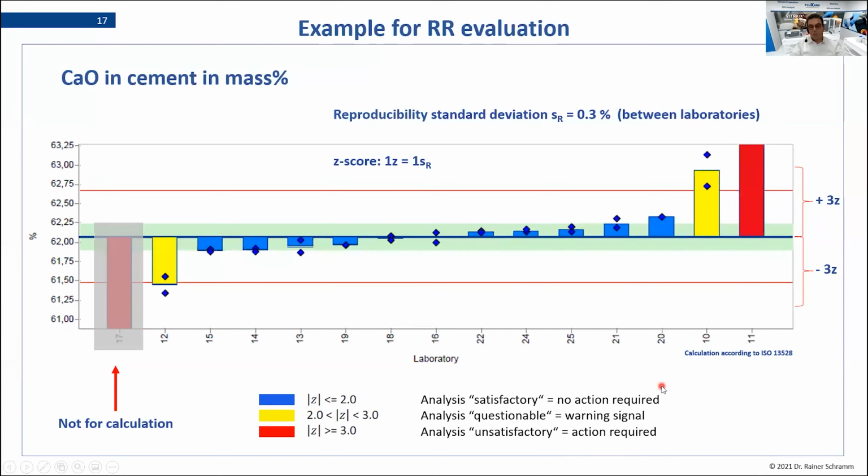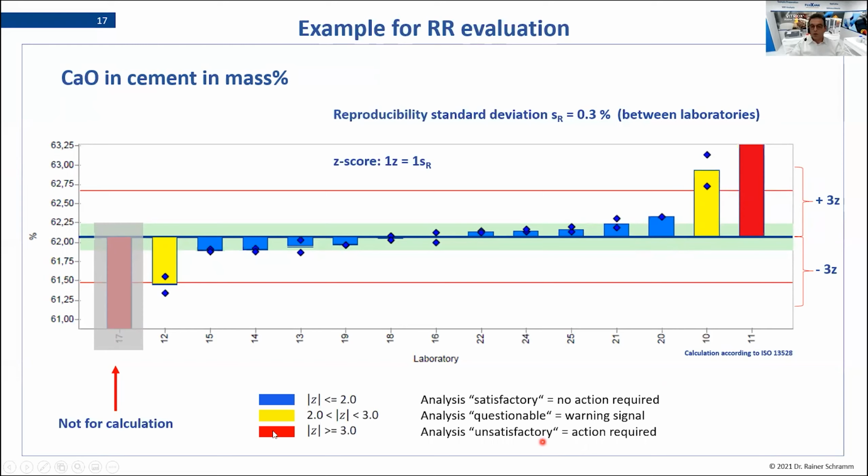In another example I show you here, this is calcium oxide in cement. You see now that we have values marked orange, and this means they are in between the red line, 2 times the standard deviation and 3 times the standard deviation.